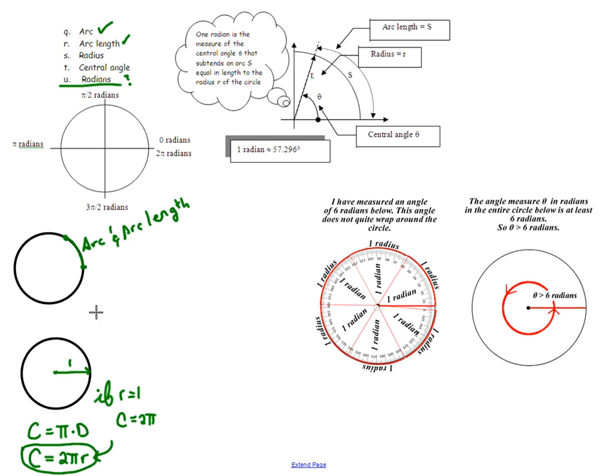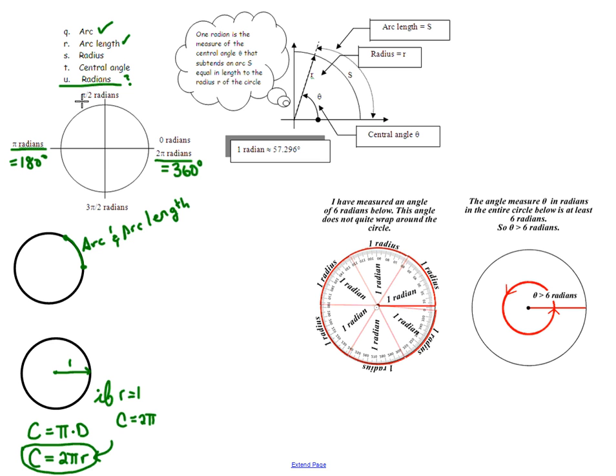Let's measure. In fact, 2 pi radians is the measure of 1 full rotation of angle in a circle. So instead of saying 360 degrees, the equivalent is to say 2 pi radians. If you go half of that measure, you get pi radians. Pi radians is the equivalent of 180 degrees of rotation.